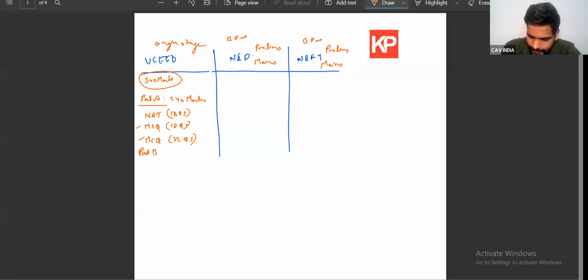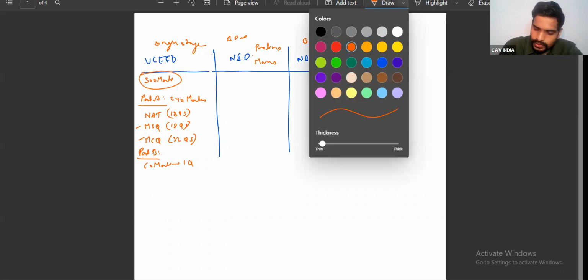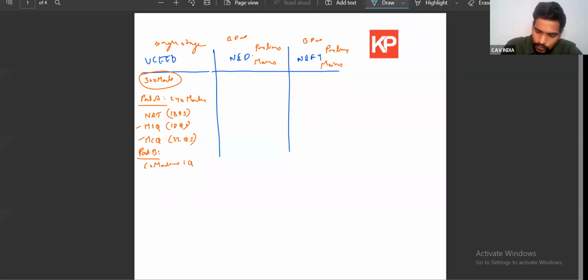Part B is basically the sketching part, where you will have a single question of 60 marks. The duration of UCEED is 3 hours, which is divided into 2.5 hours for part A, so it is well defined in the exam. You will need to attempt part A in 2.5 hours and part B in half an hour. 60 marks for half an hour, a single question in part B. Part B will be pen and paper, so you'll need to use your pencils and sketch it on a piece of paper.